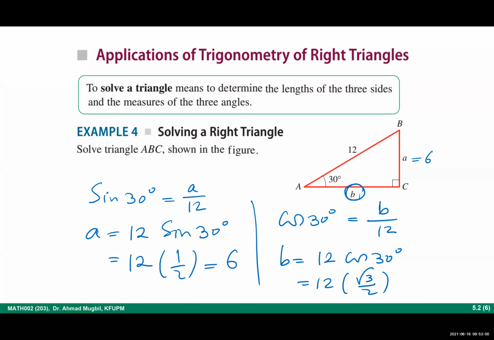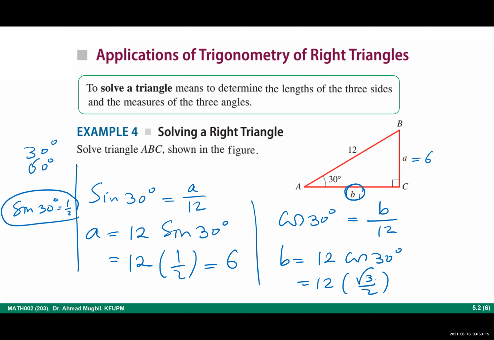How do I know that? If the sine is a half, the cosine will be square root of 3 over 2. So this is why, Shabab, for 30 and 60, you need mainly to remember that sine 30 is a half, just like that, only this. And this will be the cosine of 60. The cosine of 30 will be square root of 3 over 2, which will be the same as sine 60. Just remember this. And here we have 12 over 2, which is 6 square root of 3.